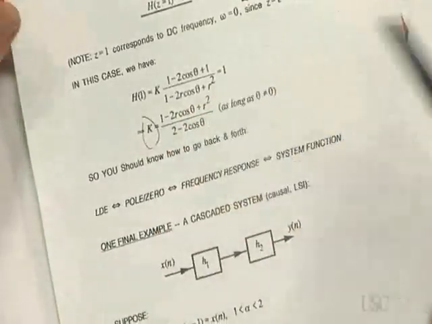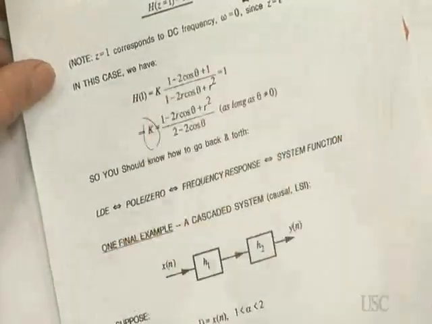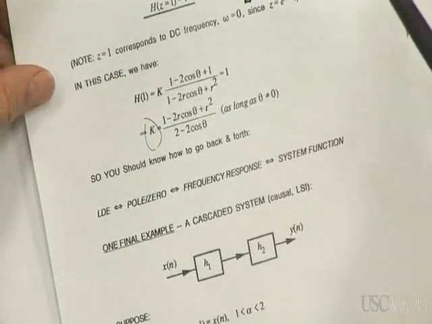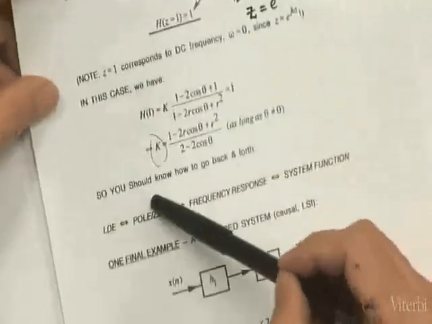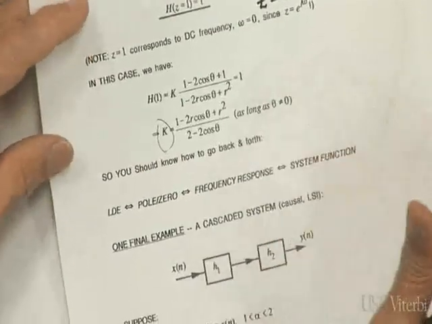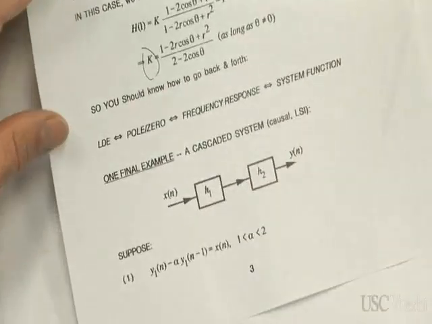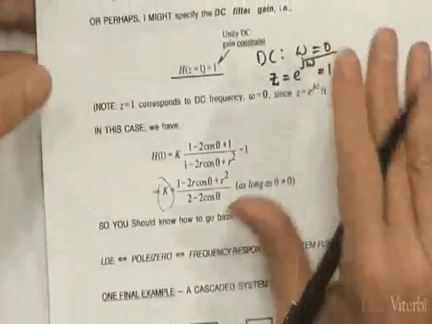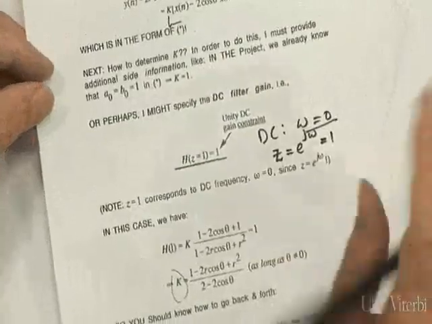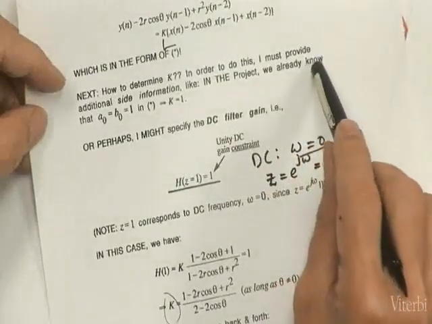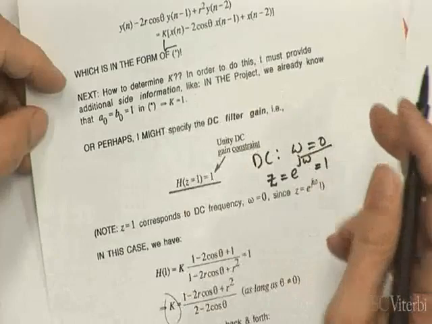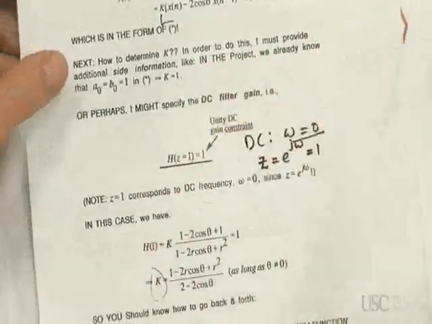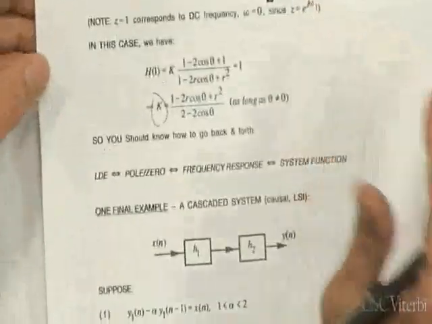As long as you know what r and theta are. I'm assuming we know what little r and theta are, because I've told you where the poles and zeros are, and with this side condition you can determine k. And I think in the first project, I told you that A naught over B naught is equal to 1, in which case K would have to be equal to 1. But the point is you need side information if you're going to carry that K around.